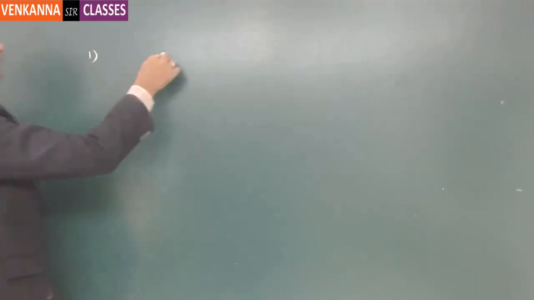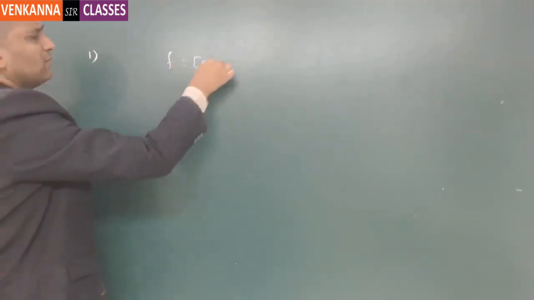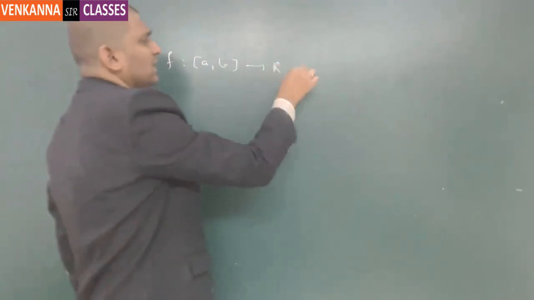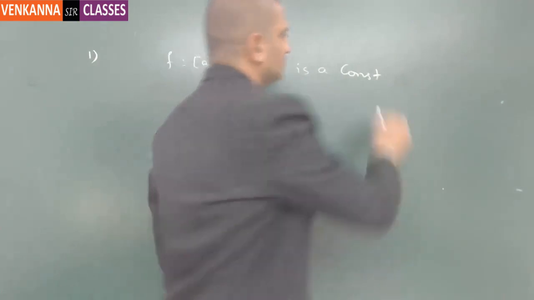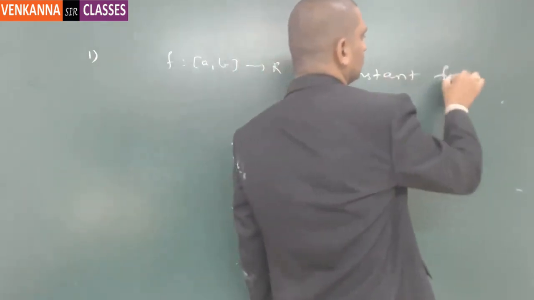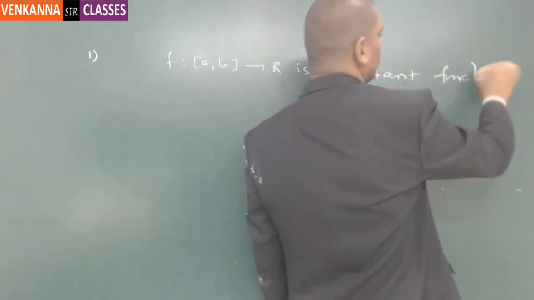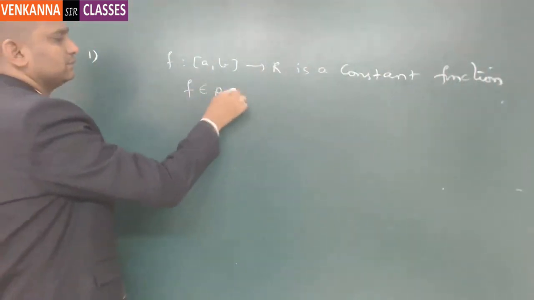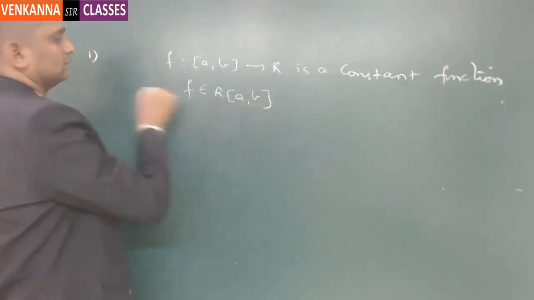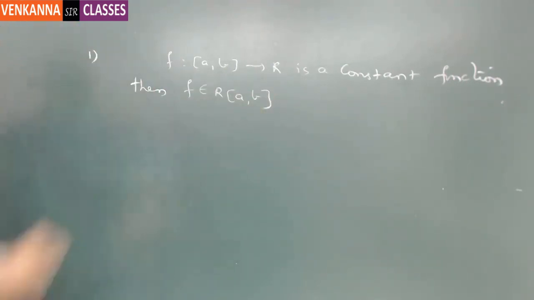Now let us take a problem that if f from closed interval [a, b] to R is a constant function, then f is Riemann integrable. Let us prove this problem using the definition of Riemann integral. So please take a note of the problem.